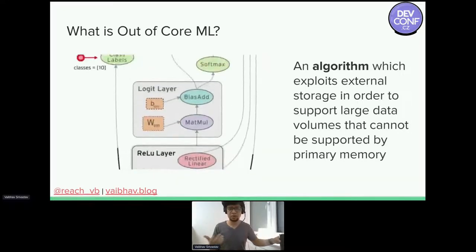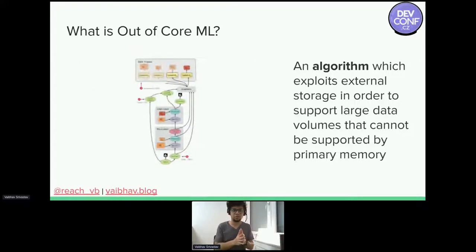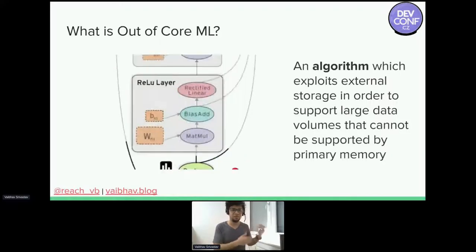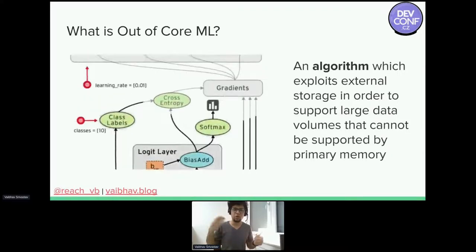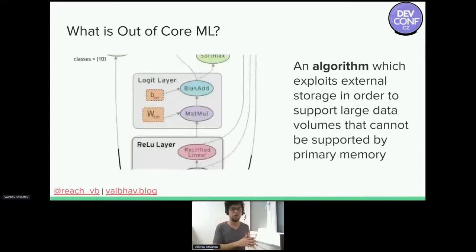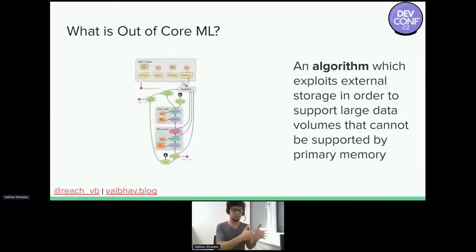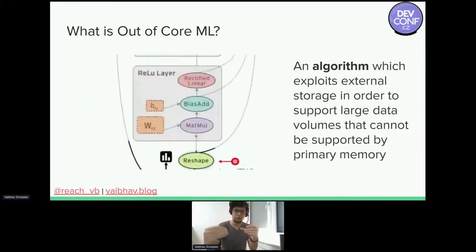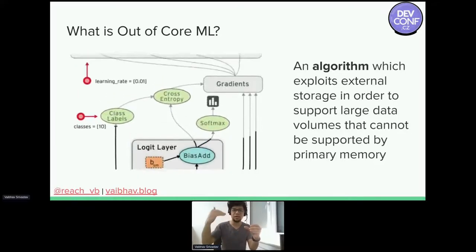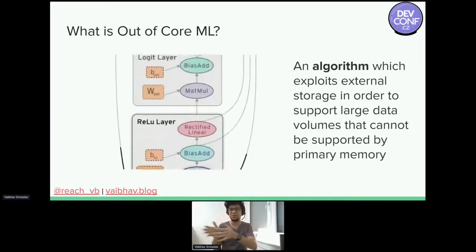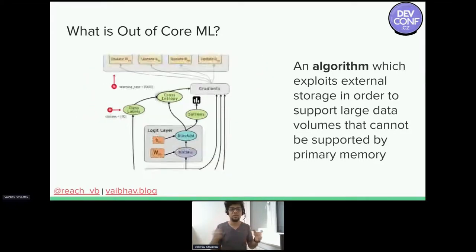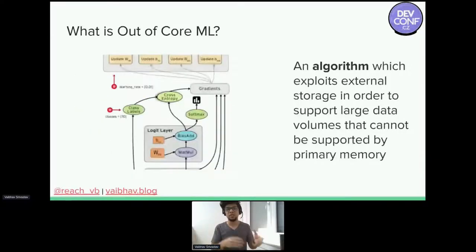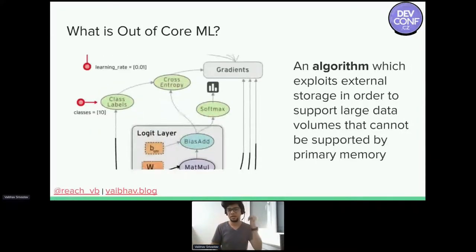And this is where out of core machine learning comes in. Out of core ML is basically a way to exploit external storage when you have large data and you cannot load all of your data into your GPU or your RAM. So you effectively take batches of data and throw them to the model. The model learns on one batch, then you throw in another batch, and another, so the model learns on small snippets or partitions of data. Then you add up all of those gradients or whatever that loss is, and optimize on that.